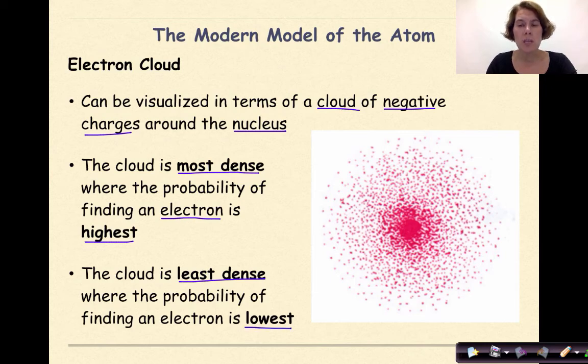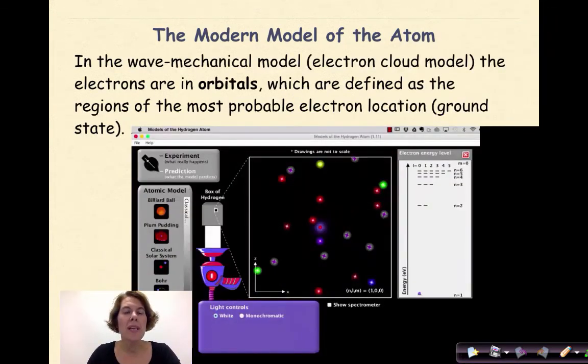So if we look at this image over here, we can see that the density of electrons is closest to the nucleus. As we move away from the nucleus, the electron cloud becomes less dense. So it is less likely to find an electron out towards the edges of this atom and more likely to find an electron closer to the nucleus of the atom. In the wave mechanical model, or the electron cloud model, the electrons are in orbitals, which are defined as the regions of the most probable electron location, otherwise known as ground state.